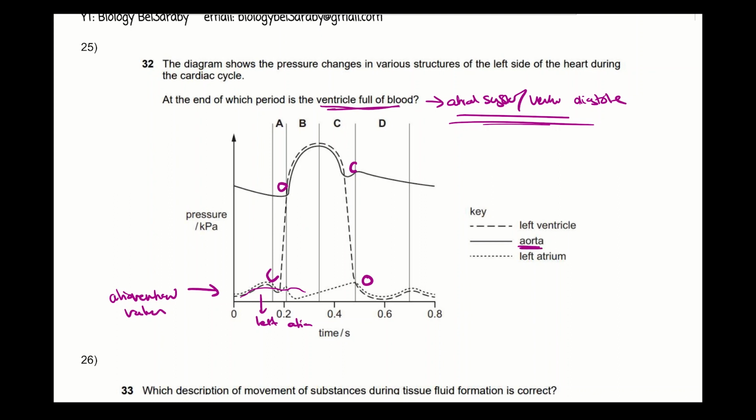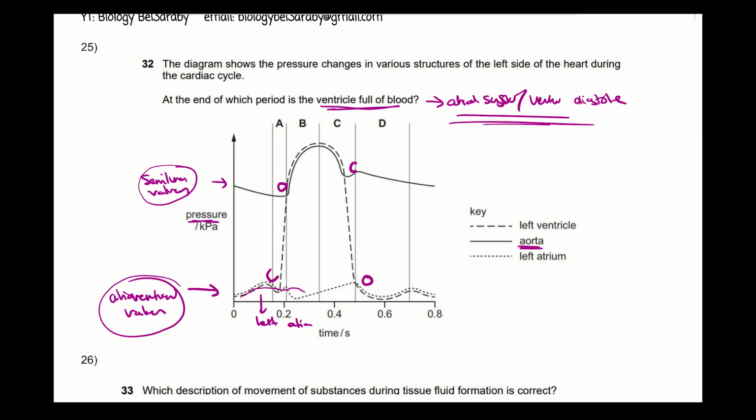And since this is the aorta, and the pressure in the aorta increases and decreases, here we're looking at the semilunar valves. So, the bottom is the atrioventricular valves, and above it is the semilunar valves. And I've shown you a mnemonic as CO, CO. So, in this phase, the atrioventricular valves close, while the semilunar valves open, and vice versa.